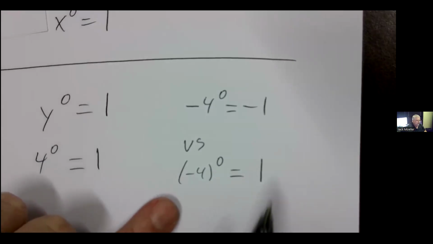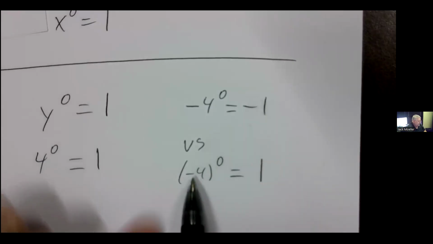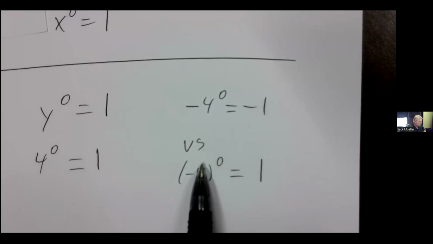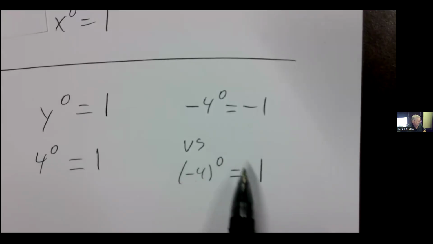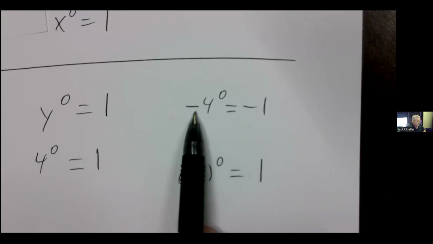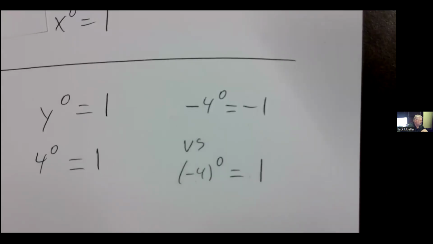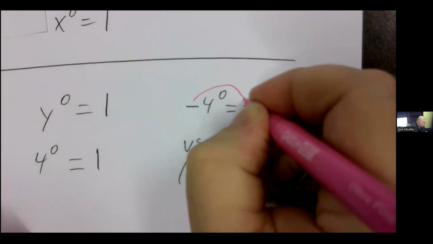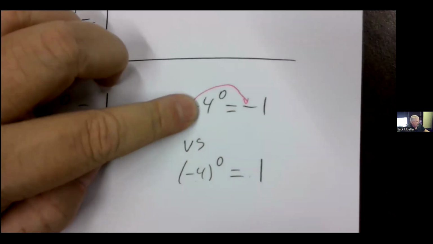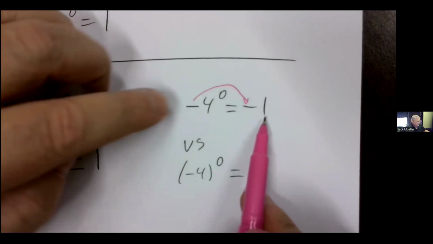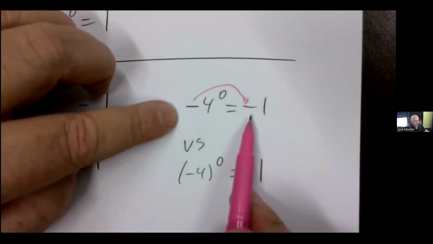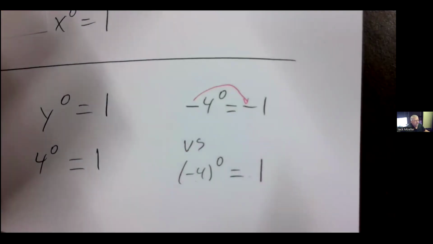So why is this 1? Why is this negative 1? Well, as we've mentioned before, that negative is inside the parentheses, so that's part of what's getting the exponent. So this essentially means negative 4 divided by negative 4, which is 1. This negative is not inside the parentheses. So essentially that negative is getting carried over, and we're just doing the opposite of 4 to the 0. What's 4 to the 0? It is 1, and we're taking the opposite of 1, which is negative 1. So again, parentheses matter.